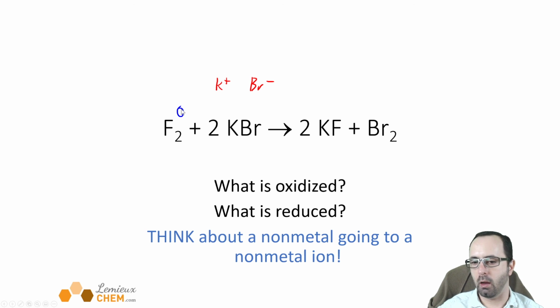There's no charge. It's not an ionic compound. Same for the bromine here. There's no metal in here. This is not an ionic compound. It has no charge. But this is. It has a metal and a nonmetal. So it's composed of K+ ions and fluoride ions.